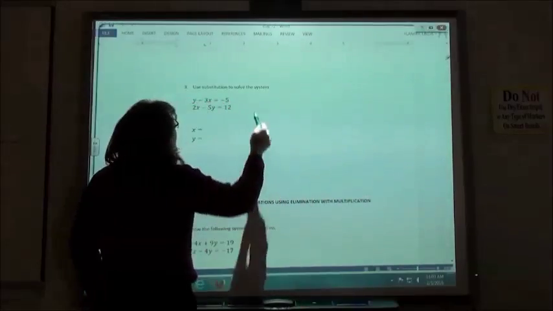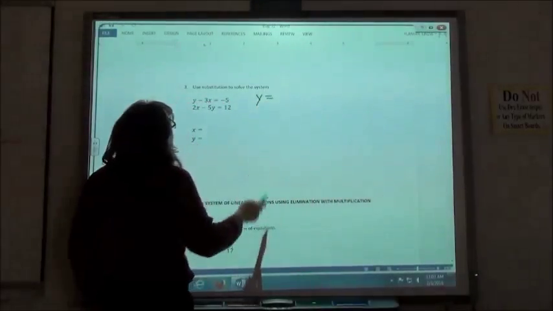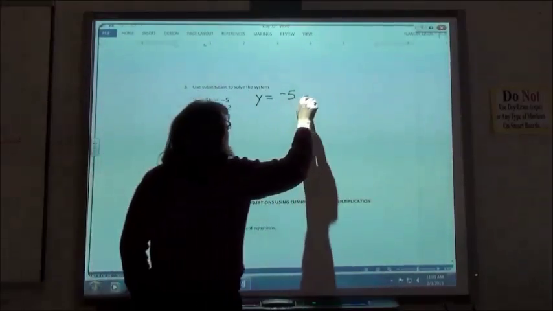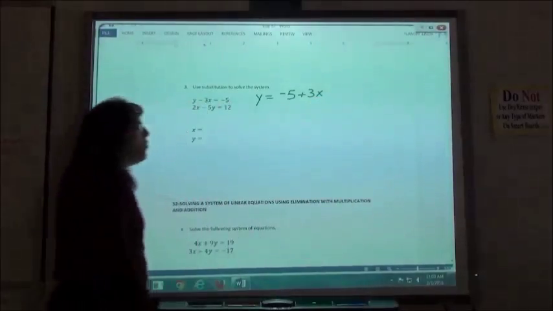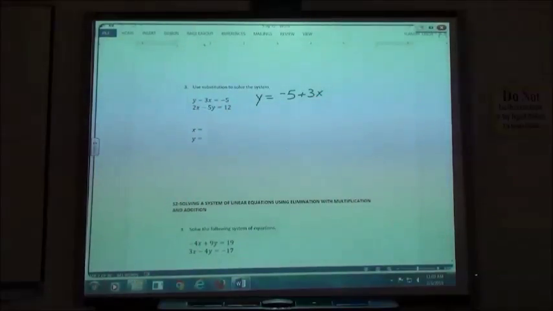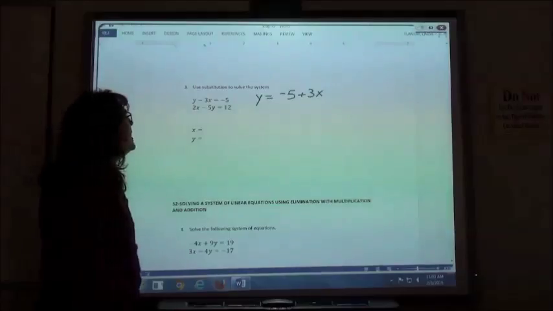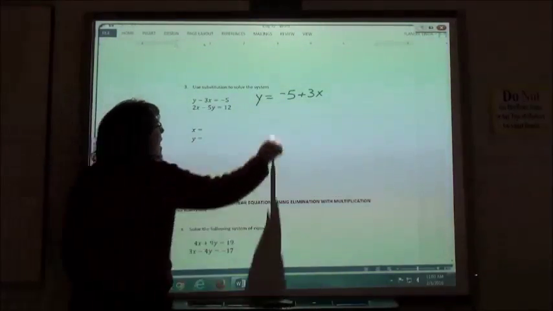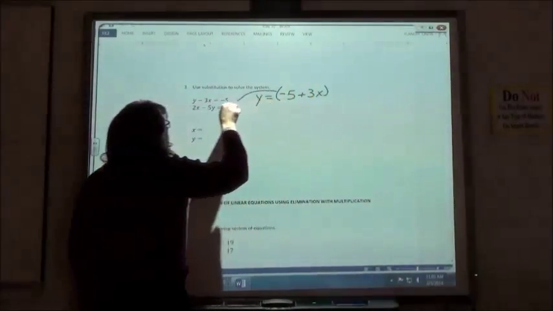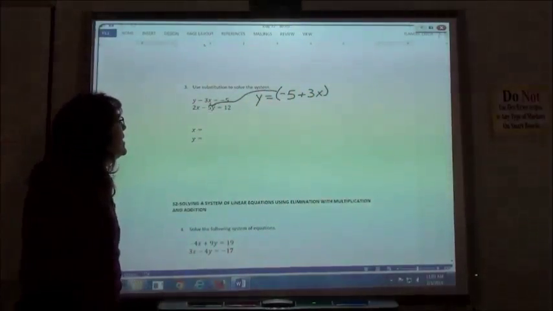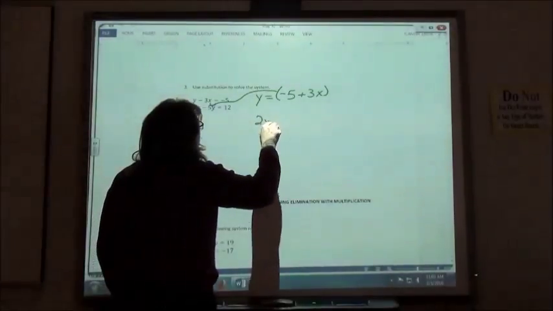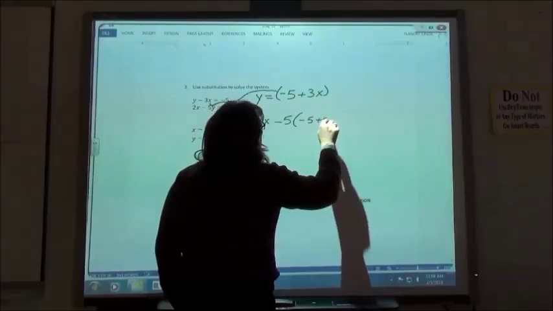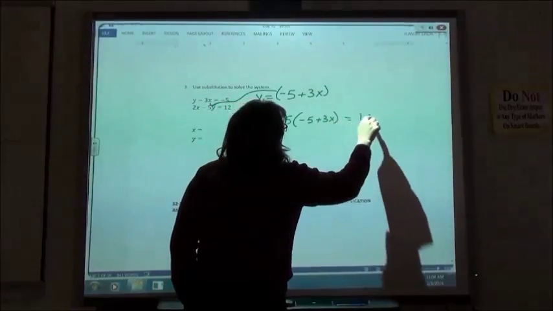And so I am going to say y is equal to -5. And if I move my x over to the other side, plus 3x. Or you could put 3x minus 5. Wouldn't make any difference which order you put it in. Now that I have that top equation rearranged and solved for y, I can substitute here in for my y value on my second equation. So 2x minus 5 times the y value, which is -5 plus 3x, equals 12.